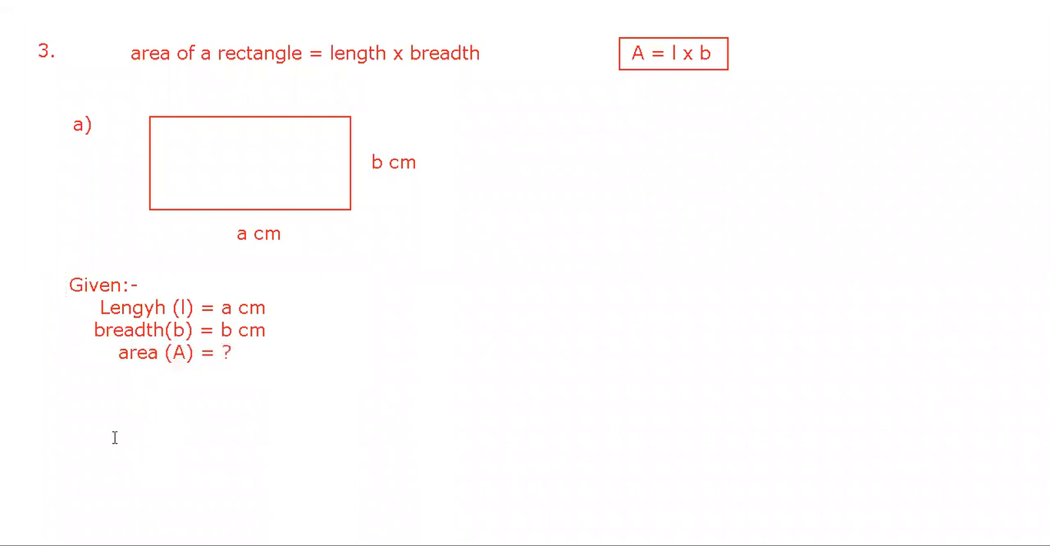Here the spelling of length has become wrong. You correct that. Here is a Y extra. Instead of T, there is Y. There is no Y: L E N G T H. The spelling mistake is here. You can correct this yourself. Okay, now the solution.